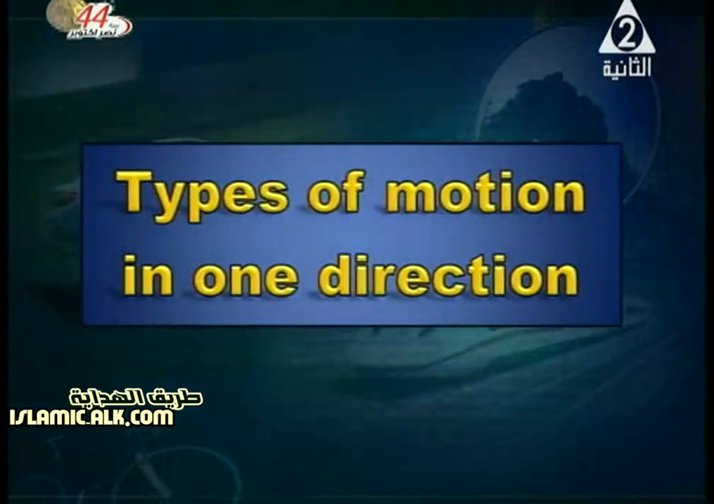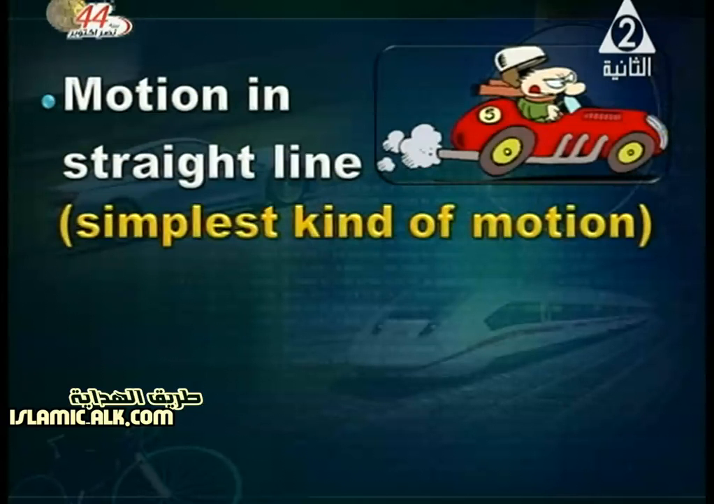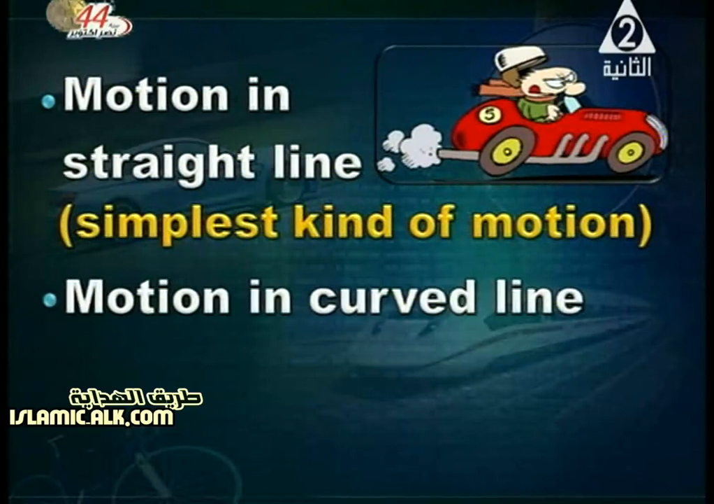My dear, look at this. When I say the types of motion in one direction, you can catch many things. As a beginning, the first one: motion in a straight line is the simplest kind of motion. You must know that. The simplest one is forward and backward. Also, we have motion in a curved line.